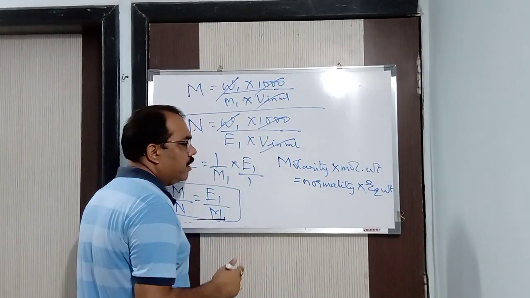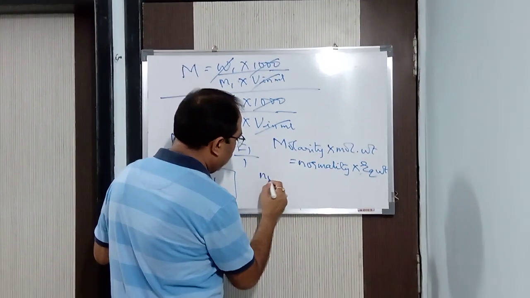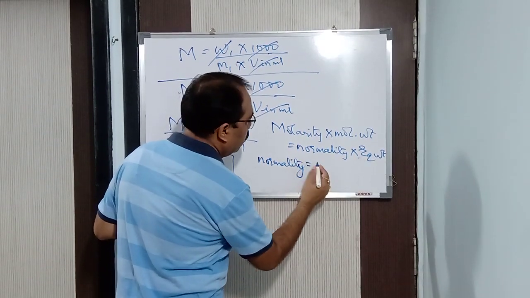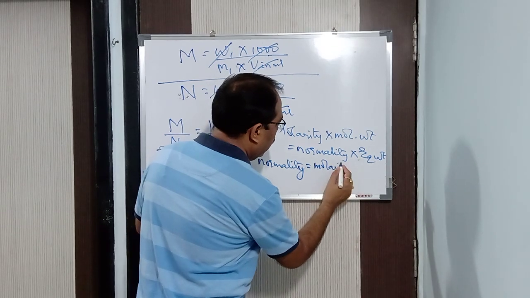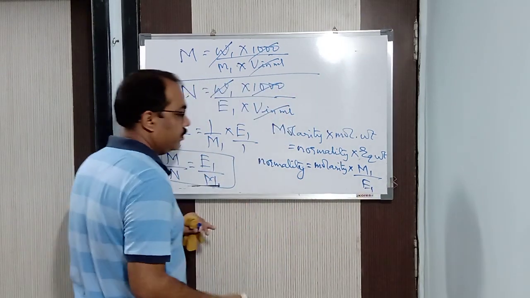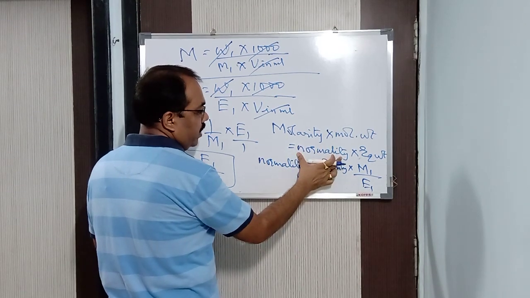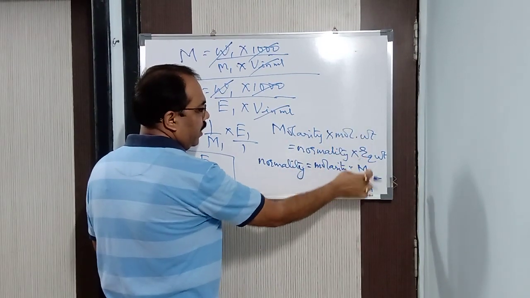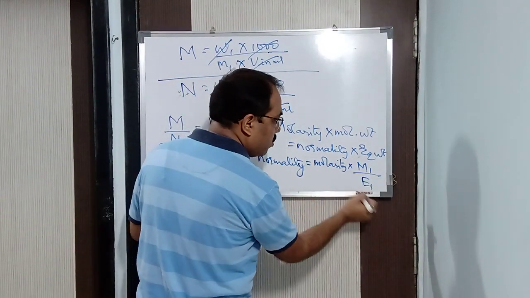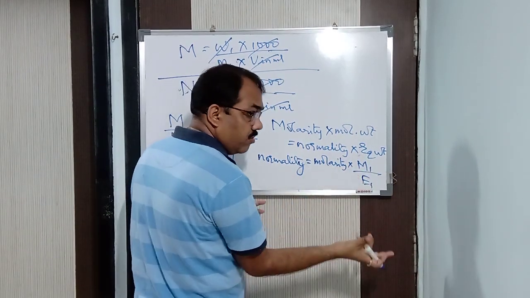Now you can write it in this way also. Molarity into molecular weight, now I can say normality is equal to molarity into, I am writing in short, molecular weight by equivalent weight. You see here, this is normality, which I have to find out. Molarity into molecular weight by equivalent weight, that's what I have written. Now this ratio is also said to be the valency factor. So molarity into valency factor, you can say that too.